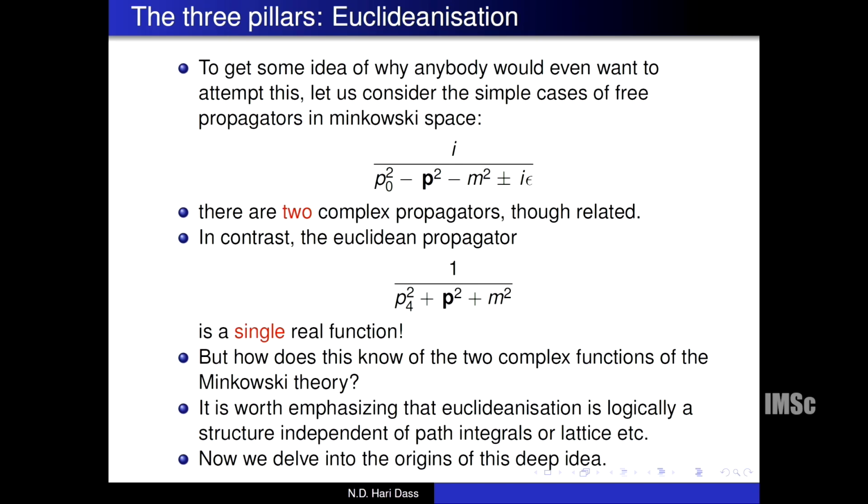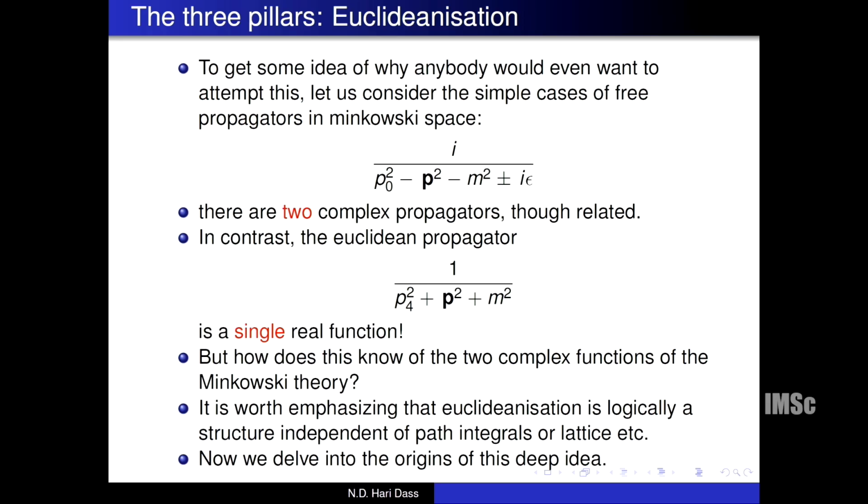To get some idea about why anybody would even want to think about Euclideanization, let's look at the free propagator in Minkowski space, and that is of this form. It is singular on the real axis, and we make it complex by the i epsilon prescription, and depending on your boundary conditions, whether you want retarded Green's functions or advanced Green's functions, you choose one sign or the other. There are actually two complex propagators, and they are, of course, related in a way, but they are independent Green's functions. In contrast, if I Euclideanize it by making p0 to ip4, then this becomes of this form, no singularities, and it's a single real function.